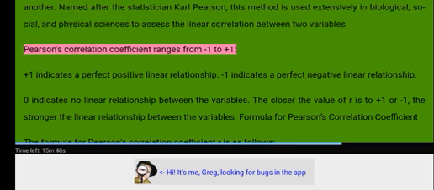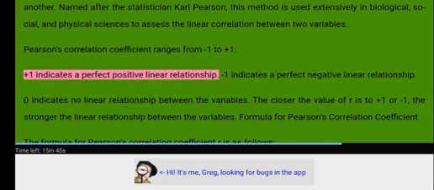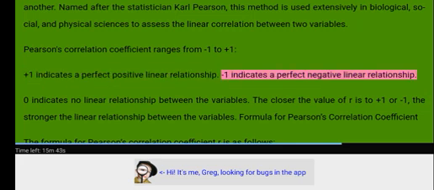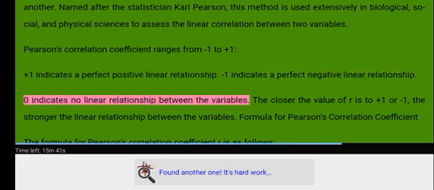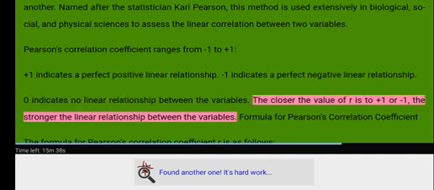Pearson's correlation coefficient ranges from -1 to +1. +1 indicates a perfect positive linear relationship. -1 indicates a perfect negative linear relationship. 0 indicates no linear relationship between the variables. The closer the value of r is to +1 or -1, the stronger the linear relationship between the variables.